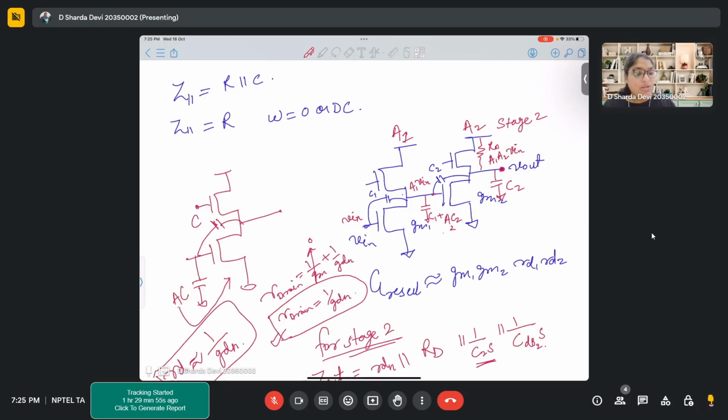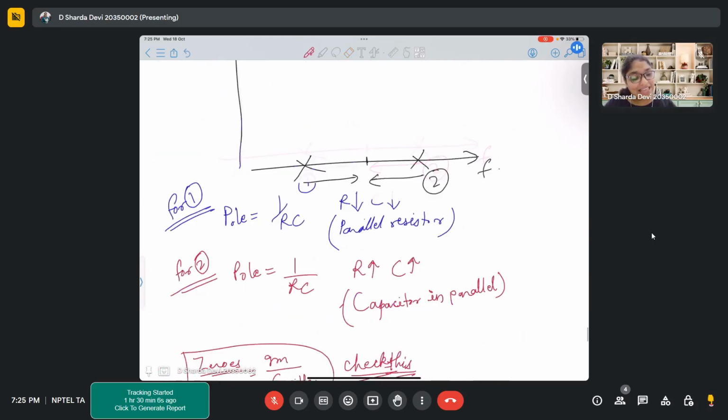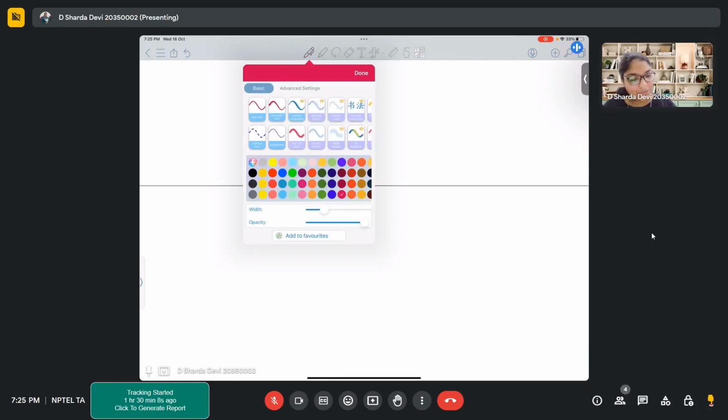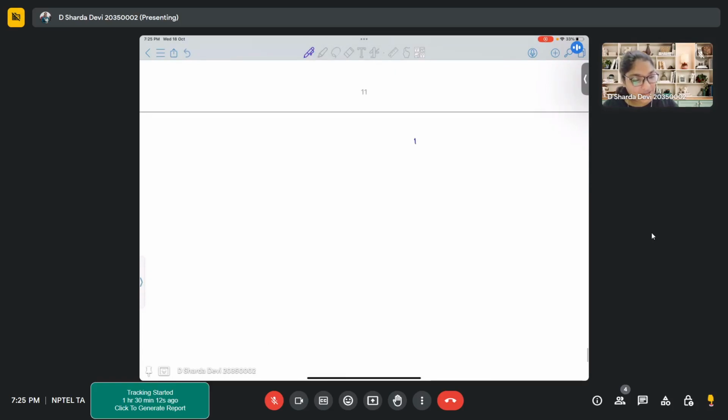So, ma'am, let's analyze this particular circuit only to get a little clarity, because that is not as straightforward as we are thinking. Now we have got to the second stage. We have two stages.